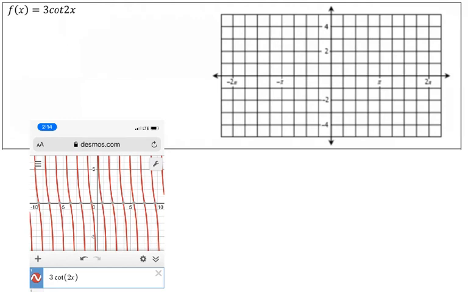Now let's look at cotangent. Crazy graph, you can see down below. Remember, the formula this time is pi divided by the absolute value of b. So pi divided by b is 2, and my period is pi over 2. Not too bad.